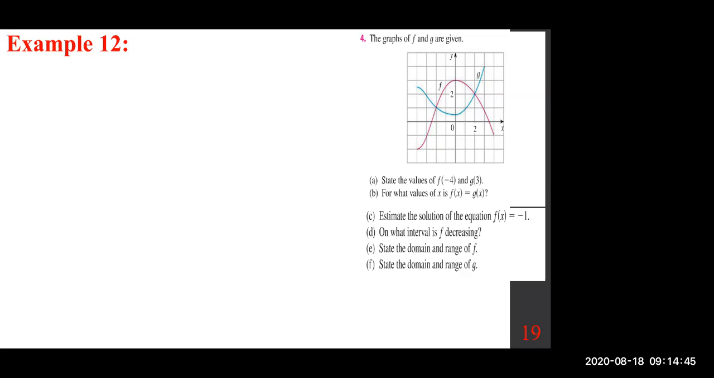All right, the graph is given for the functions f in red and g in blue. And we want to answer those questions. Those are very straightforward, but let's just make sure we are in good shape. So f of -4, and g of 3. So f of -4.